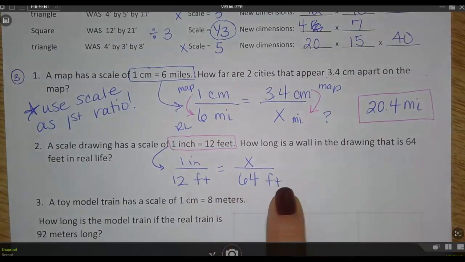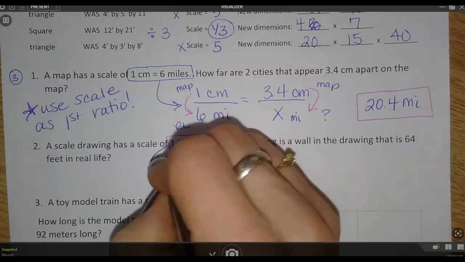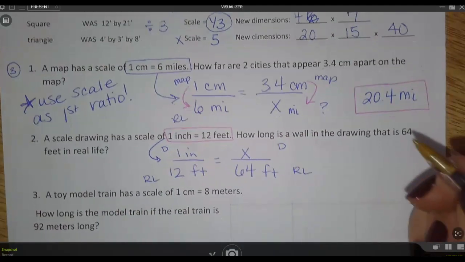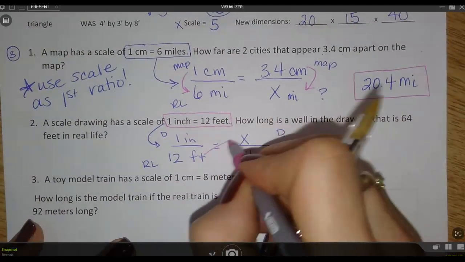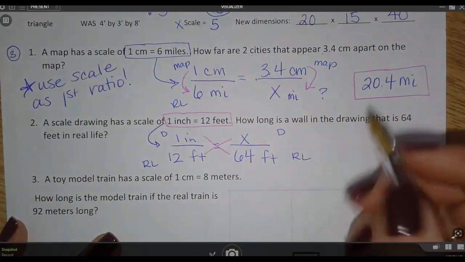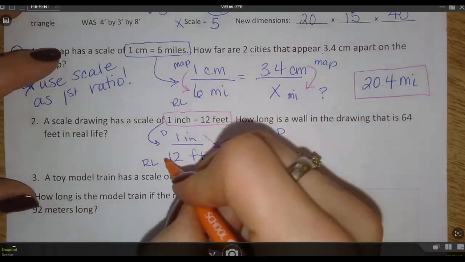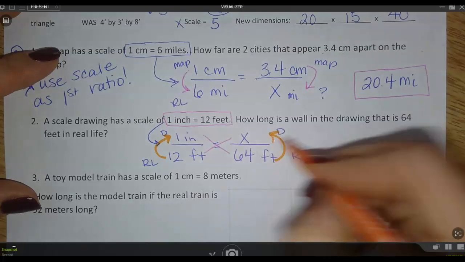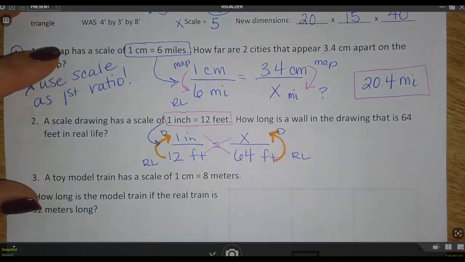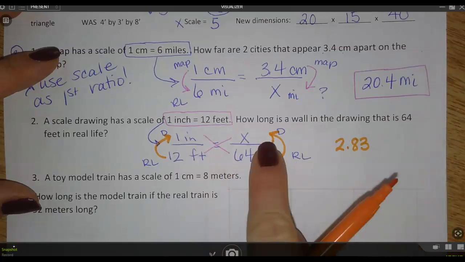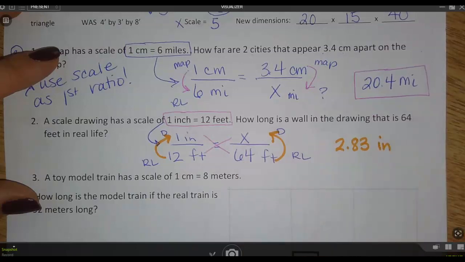So I know I'm looking for how long is it in the drawing if it's 64 feet in real life. And I can use my units to help me make sure it's lined up. Also, this is the drawing, this is real life. Drawing, real life. Those should be lined up as well. And then I would cross multiply. Or you can look for an easy arrow, right? This easy arrow could be times 12. No, sorry, we're going this way. Divide by 12, divide by 12. Type that into your calculator quick. And I got 2.83. And my labels have to match up here, so inches. Okay?